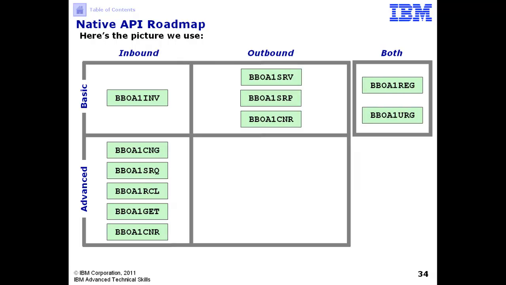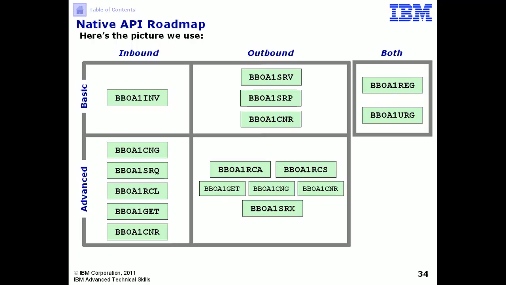For outbound basic, we see 3 APIs, BBO-A1 Host a Service, BBO-A1 Send Response, and BBO-A1 Connection Release. For outbound calls, we must have the native program put itself into a listen state, so it's ready to respond when the Java program sends its message. We can't be certain when the Java program will do that, so the Host a Service function tells the native program to go into a listen state and wait. And yes, the BBO-A1 Connection Release API is used for both inbound and outbound calls.